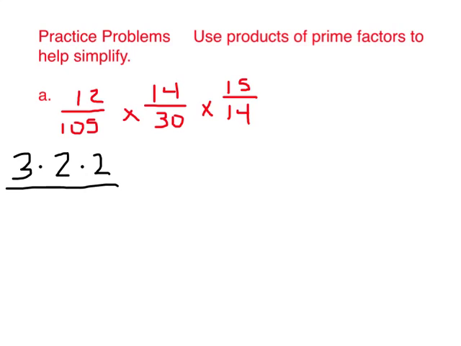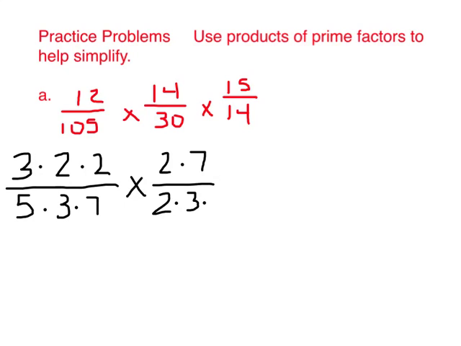105 would break down to 5 times 21, and 21 breaks down into 3 times 7. See how nice it is when you know your multiplication tables? Alright, and then 14 breaks down into 2 times 7. 30 breaks into 2 times 15, but 15 is 3 times 5.